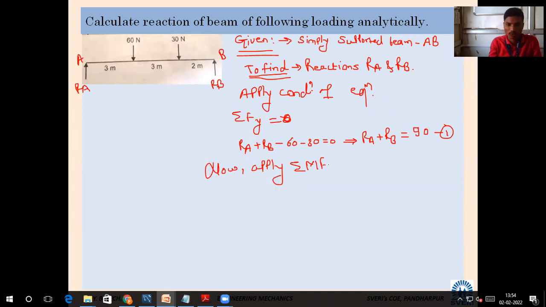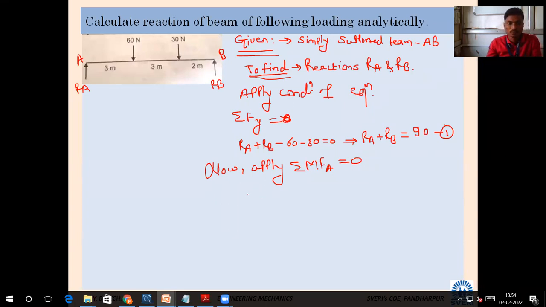So I will take point A. Summation of moment at point A is 0. What will be the moment due to reaction RA at point A? It will be 0, so not necessary to consider. Next, the 60 Newton force. Due to that force, how will it have a rotational effect? Clockwise. And clockwise moment we take as positive.